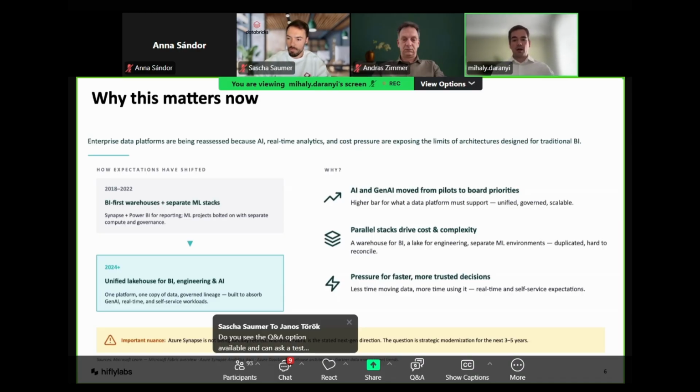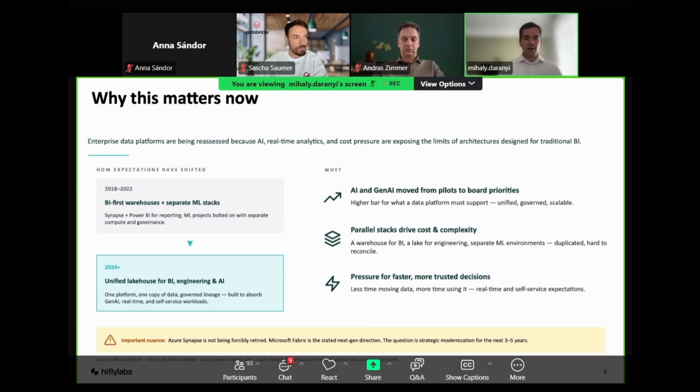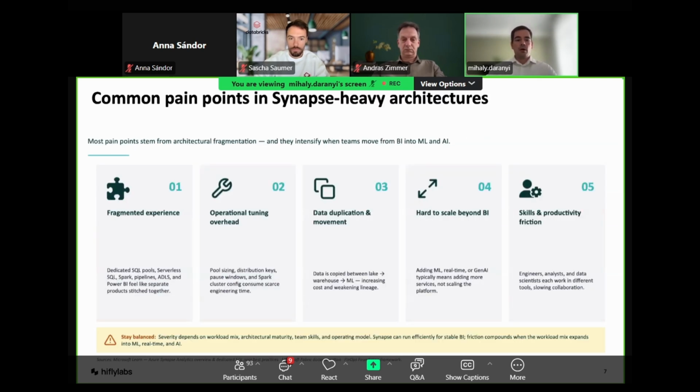and more using it. And one important nuance, which we will come back to later: Azure Synapse is not retired. Microsoft Fabric is the stated next-gen direction. The question we are addressing in this presentation today is strategic modernization for the next 3 to 5 years, not a forced migration. And this is an important discussion during the presentation. Okay, so we have a discussion about Synapse right now.